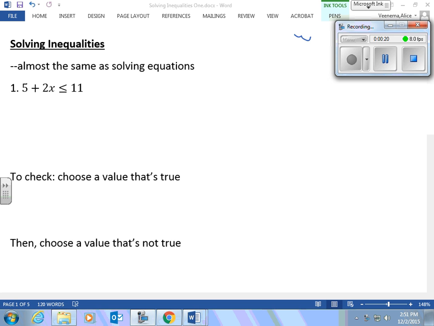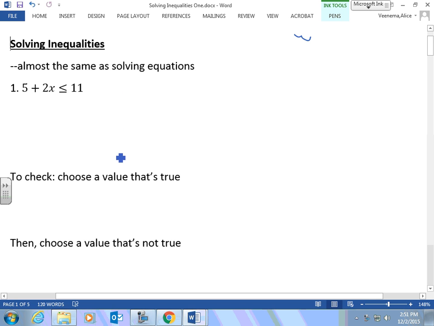So when we're solving an inequality, we follow much the same steps. We want to isolate the variable on one side of the inequality sign, get the numbers on the other side so that we know what the possible value or values for x, or whatever the variable is.